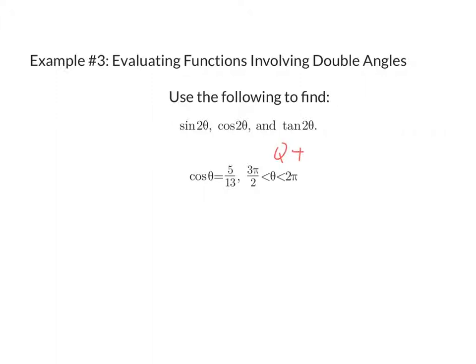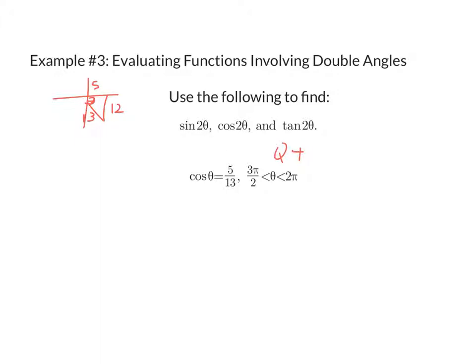And since we're talking about quadrant 4, let's set up a triangle to reflect that information. So in quadrant 4, if cosine is 5/13, cosine is adjacent over hypotenuse, so the adjacent side is 5. The hypotenuse is 13. If I did the Pythagorean theorem, I would find that my last side is 12. Okay, so let's start the process.